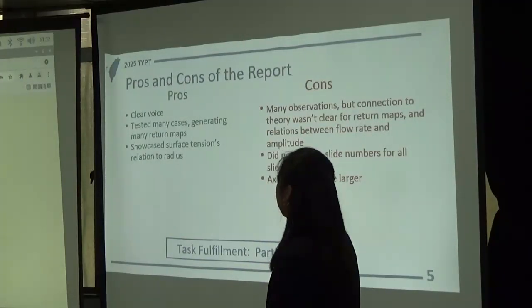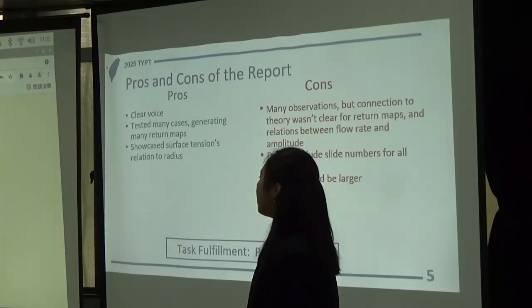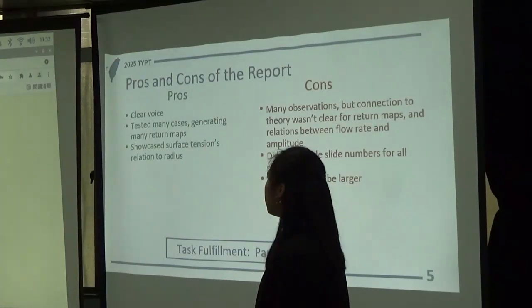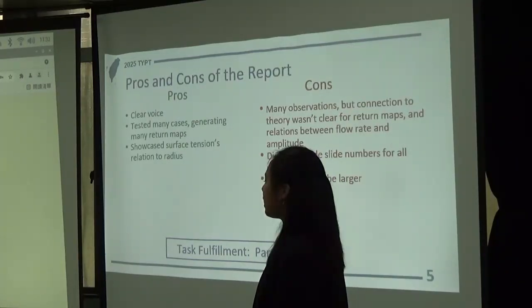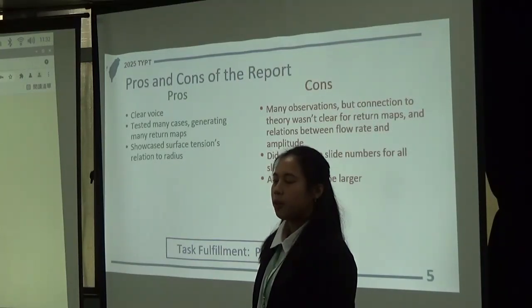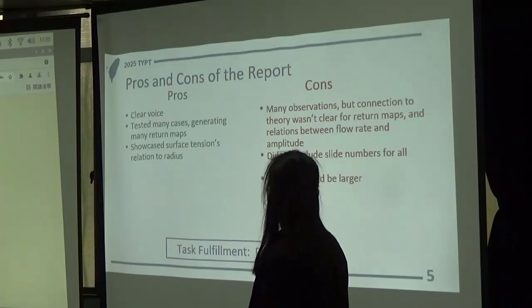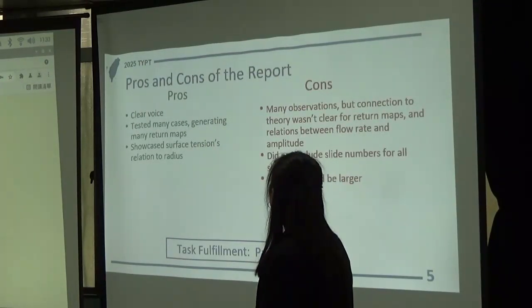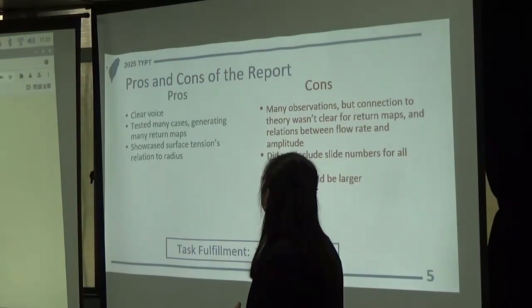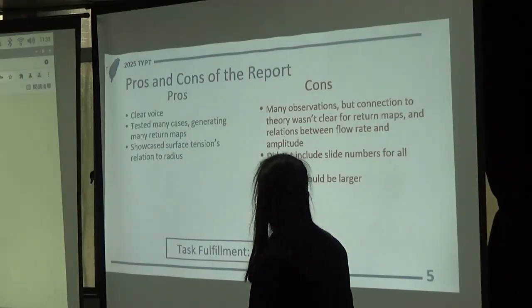So some pros and cons of the report. Pros: the reporter had a clear voice. She tested many cases, which generated a lot of return maps, and she showcased the surface tension's relationship to the radius with adequate calculations. But a few cons are that there are many observations, so the connection to the theory was unclear, and therefore the return maps were not as clear and as sufficient as we would want.